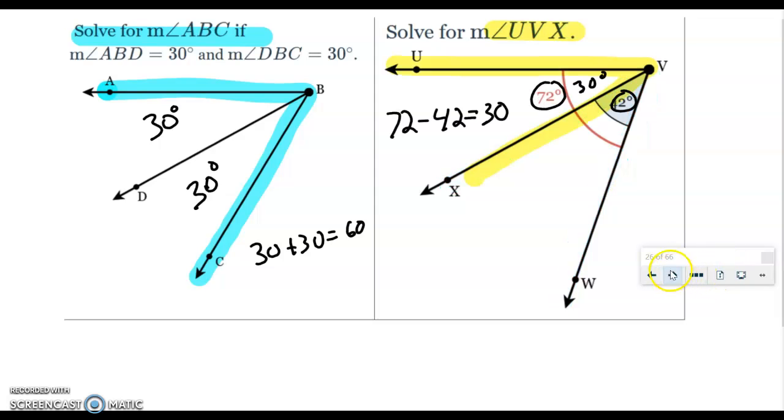So to find that angle, what we're going to do is take the 72, the bigger angle, subtract 42 from it, and we get 30 degrees. So this little angle here, UVX, is 30 degrees. Okay? And that's some angle addition.